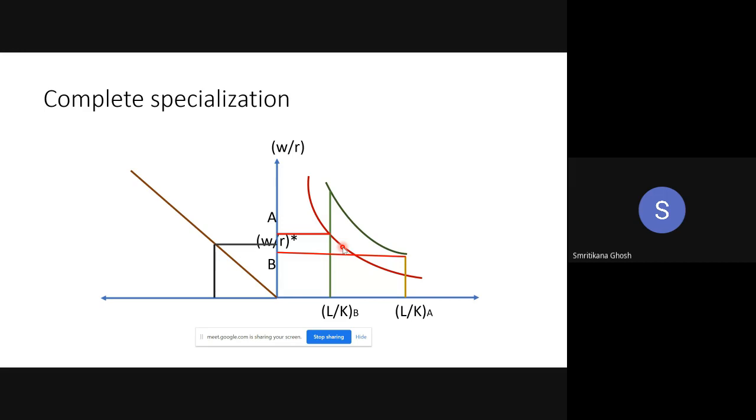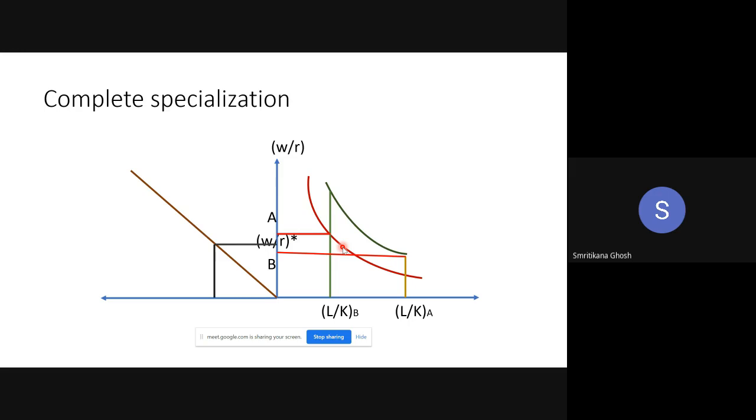But in addition to that, they are doing something different. What is that? They are producing only one of these commodities. The labor abundant country is producing only the labor intensive commodity. The capital abundant country is producing only the capital intensive commodity. So they are going for complete specialization with the help of the HO theorem. So this is the case of complete specialization under the HO theorem.